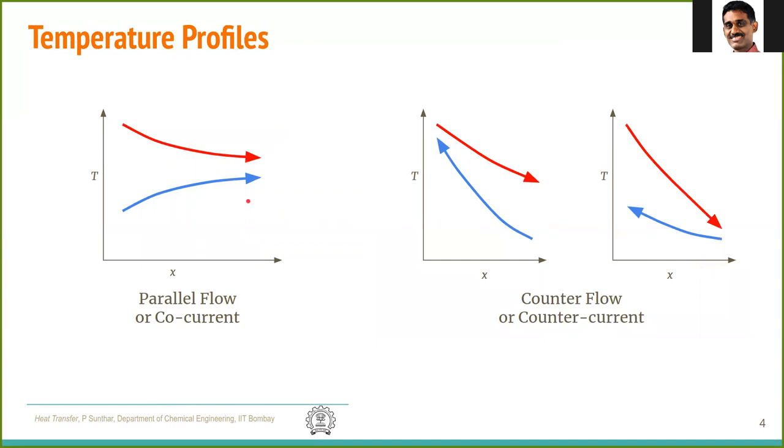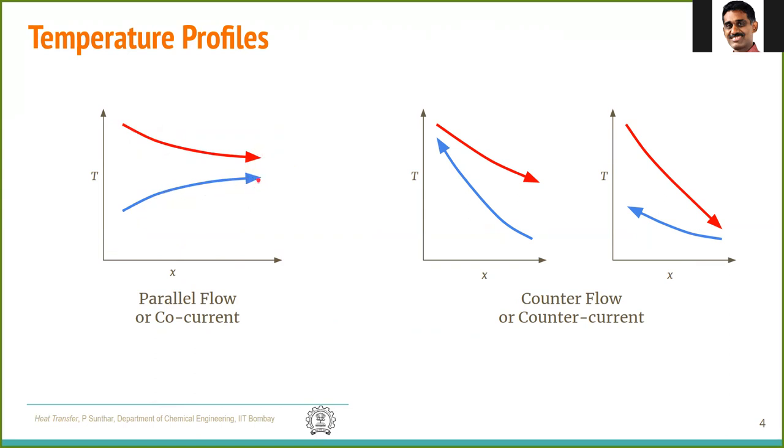The temperature profiles in these different arrangements are as follows. In the parallel flow or the co-current flow, we notice that the temperature of the hot fluid always decreases and the temperature of the cold fluid always increases. This would mean that, because they are flowing in the same direction, the temperature of each of the fluids approaches the other's value.